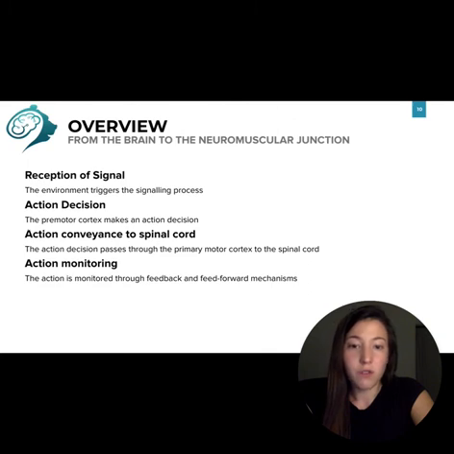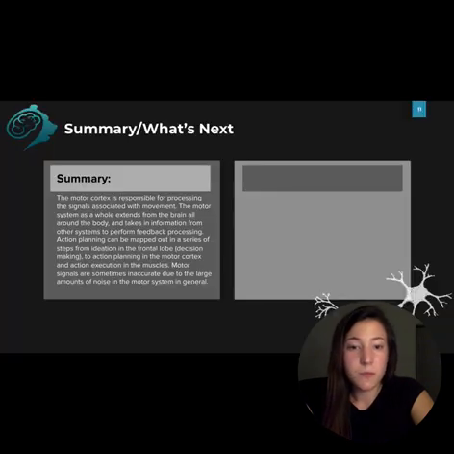So, just an overview of all the things we talked about. A signal is received, which triggers the premotor cortex to make an action decision, which is then conveyed to the primary cortex and thus to the spinal cord. Then that movement is monitored through feedback and feed-forward mechanisms.